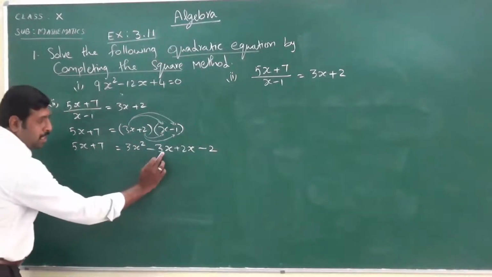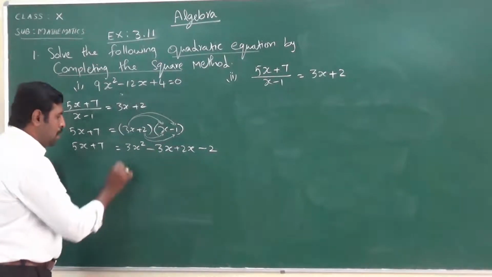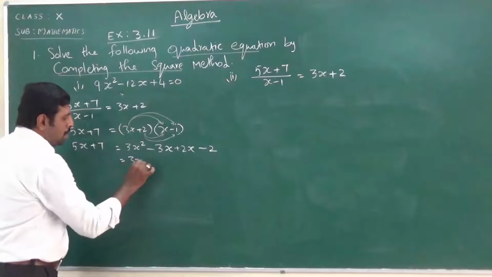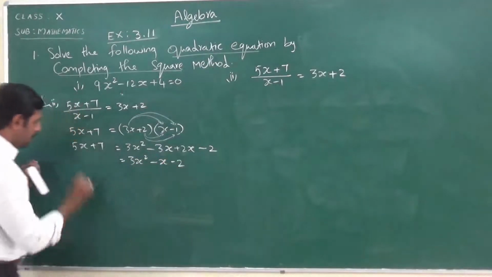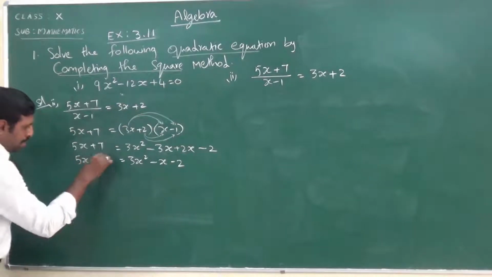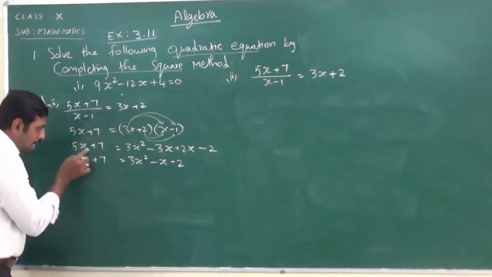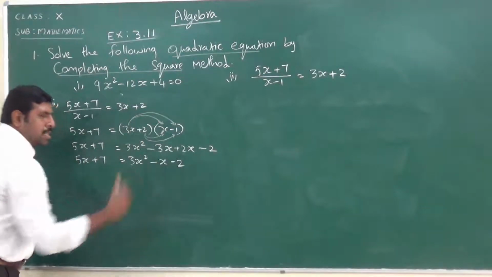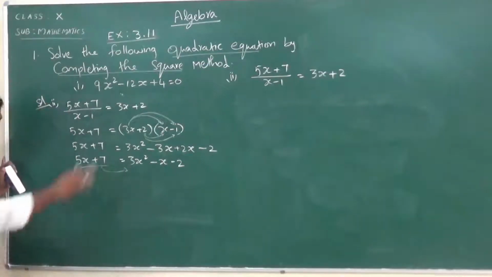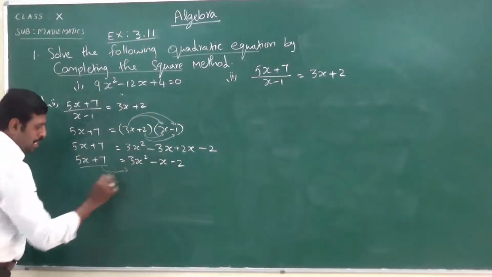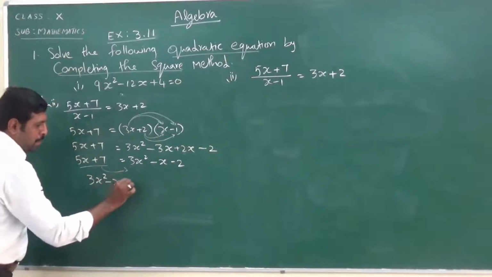Next, here minus 3x plus 2x. We have minus and plus symbols. So this term is equal to 3x square. If we subtract this, we get minus x minus 2. In the LHS we have 5x plus 7. Now here we have the 3x square. I take this LHS to the other side, means on the other side we get 3x square, here we have minus x minus 2.